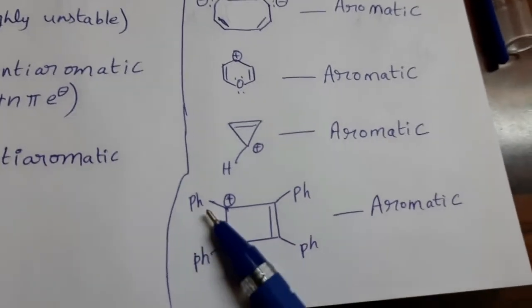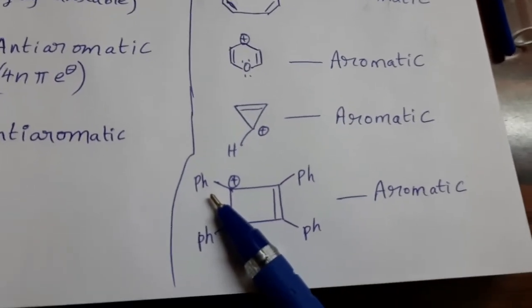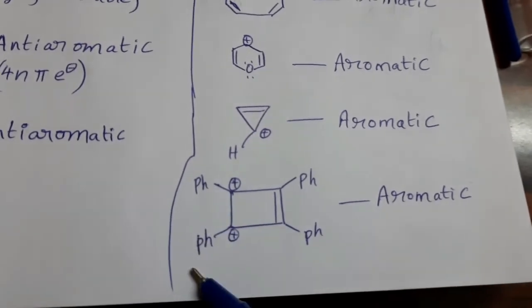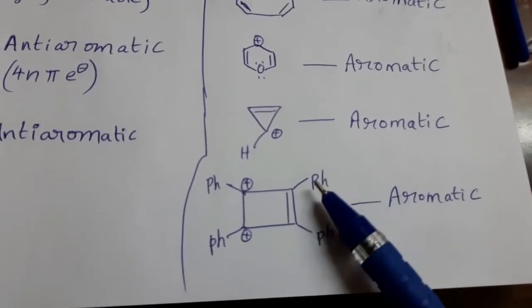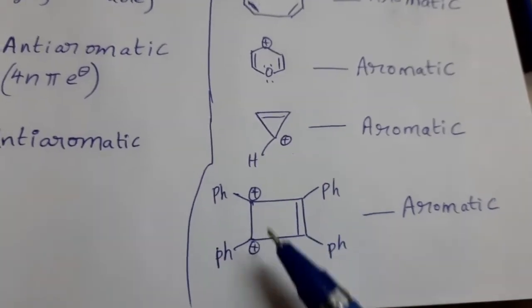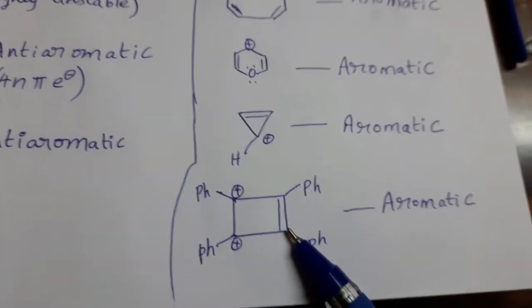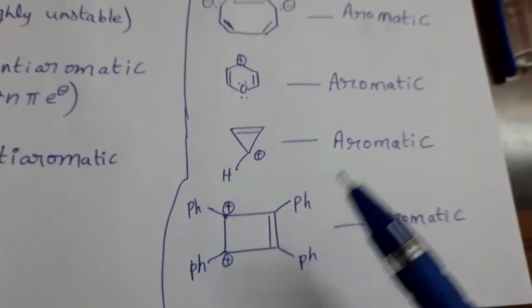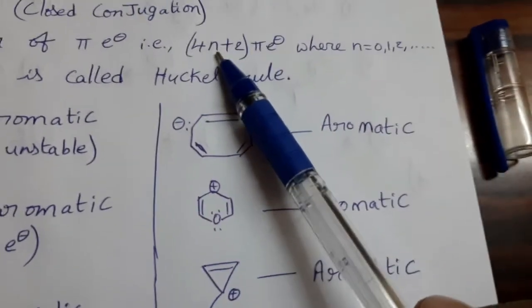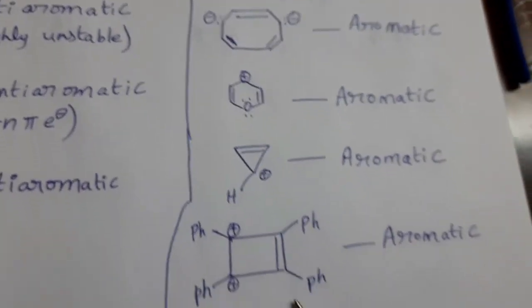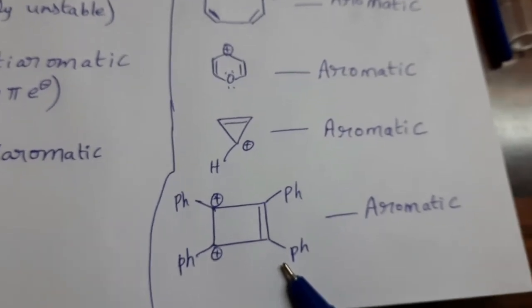Next, here Ph means C6H5 groups. All the 4 positions are attached by C6H5, and 2 positive charges, 1 pi bond. Then 2 pi electrons are present. If we substitute n equal to 0 in this, then we can get 2 pi electrons. That's why it is also aromatic.